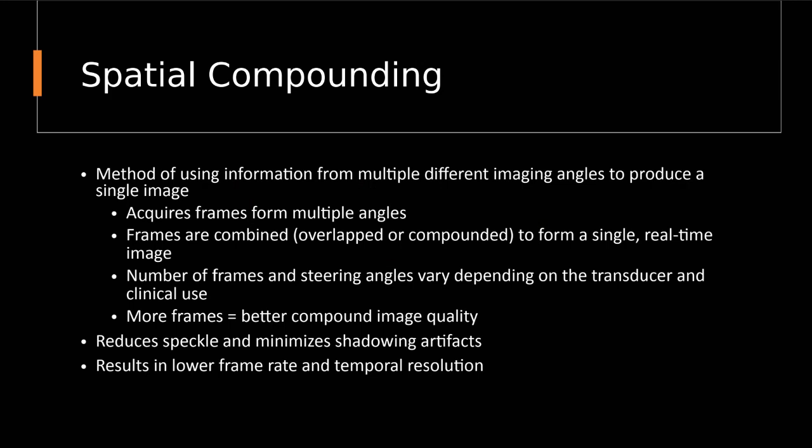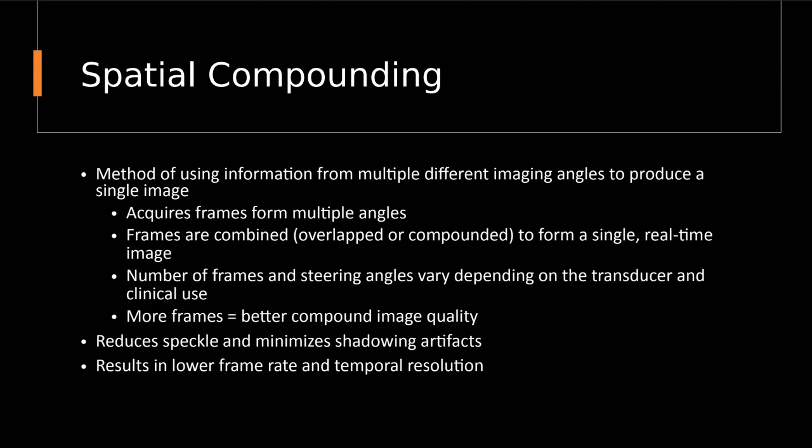Okay, so next, kind of following up with what we had mentioned prior, spatial compounding, and we also will have frequency compounding in a second. But spatial compounding, anytime we hear the word spatial, this is talking about actual space, right? So it's a method, again, kind of similar to coded excitation, that is embedded into the manufacturing of our system, but it's a method of using information from multiple different angles to produce one single image. This acquires frames from those multiple angles, and the frames are then going to be overlapped to form one single real-time image.